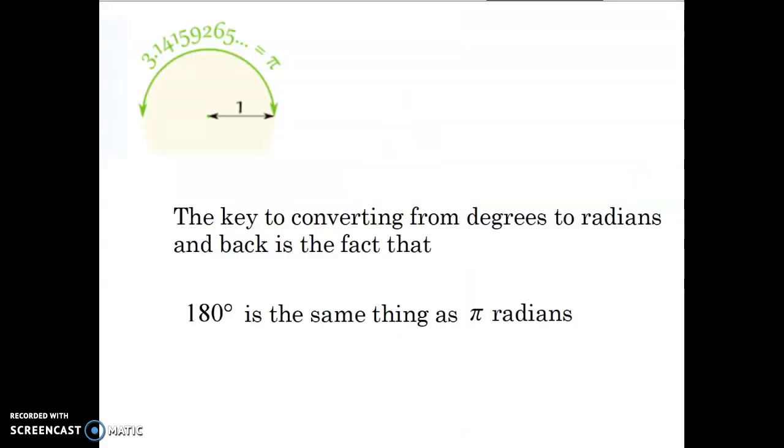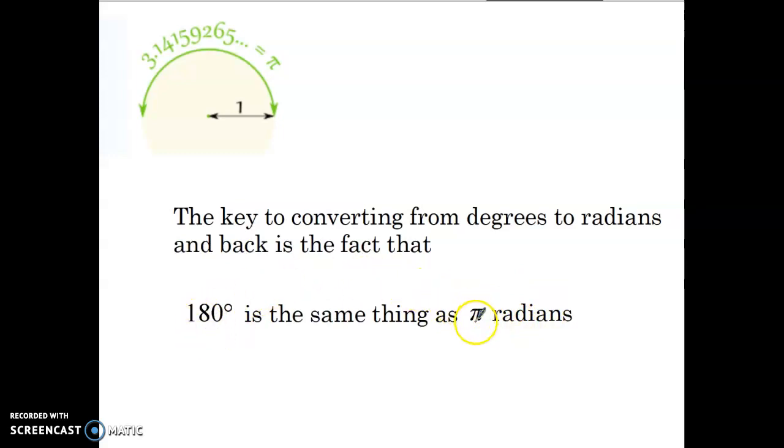Well, it turns out that is the key to converting from degrees to radians or from radians to degrees. You can go back and forth as long as you remember that 180 degrees is the same thing as pi radians. So to get from degrees, which has a unit, to radians, which doesn't have a unit, this is my conversion factor.